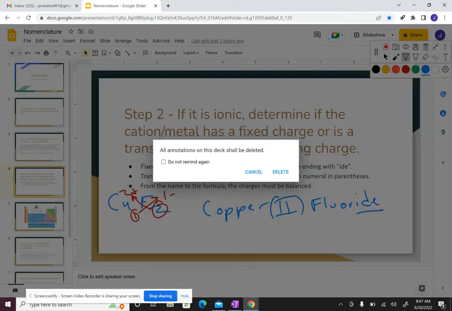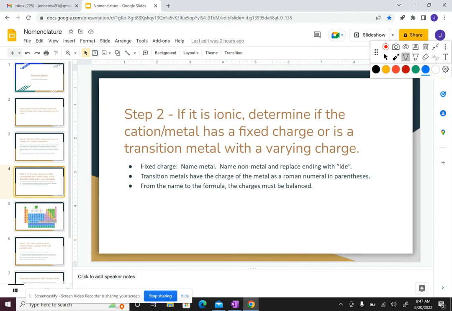Let's do another one. Okay, let's do this one right here. CuO. Okay, we know that that's copper. And we know that that's, well, that's oxygen. But here we have 1 copper, we have 1 oxygen. The charge on the oxygen is a 2 negative. It does not match. These two do not match.